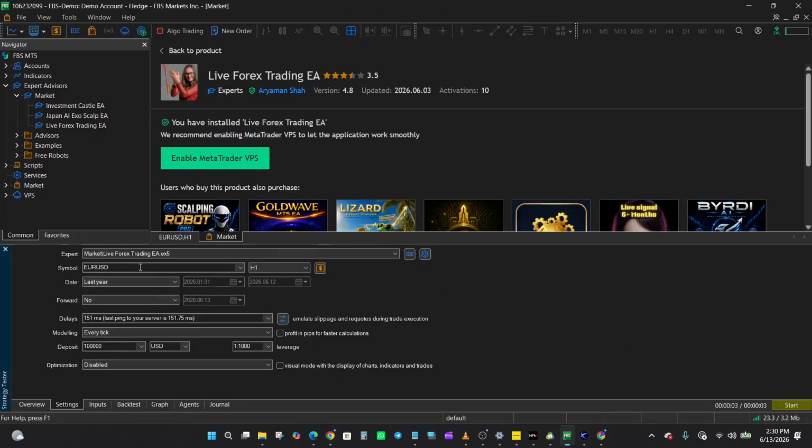All right, we are testing the live Forex Trading EA on Euro USD on the H1 time frame, and we are also testing it over the past 5 months plus. So we are testing from the beginning of this year till date. And as for the delays, we are using the last ping to the server, and we are using the every tick modeling, for some level of accuracy.